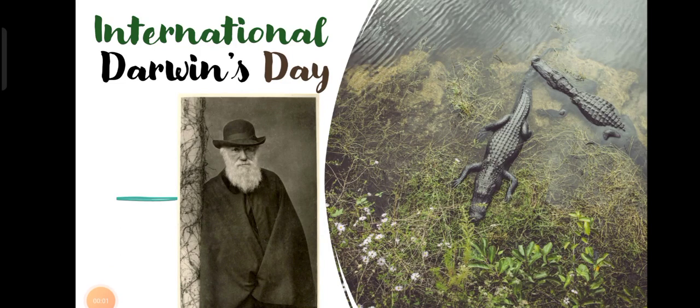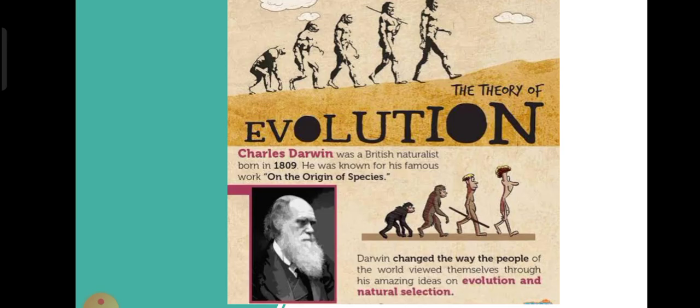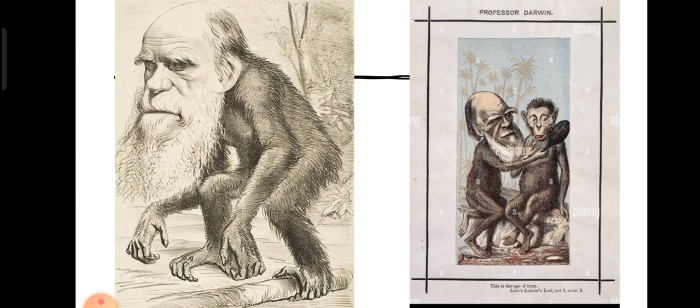February 12th is celebrated as International Darwin's Day every year to commemorate the contributions of Charles Darwin to the field of evolution and plant science. Charles Darwin was a British naturalist born in 1809. He was known for his famous work on the origin of species. He changed the way people of the world viewed themselves through his amazing ideas on evolution and natural selection.